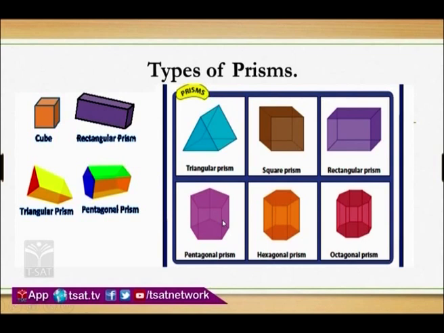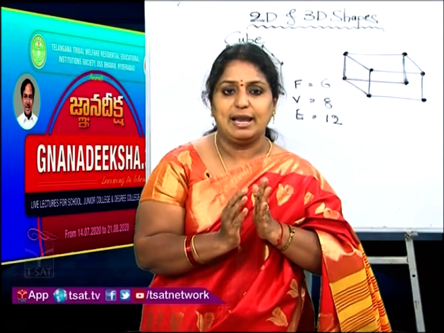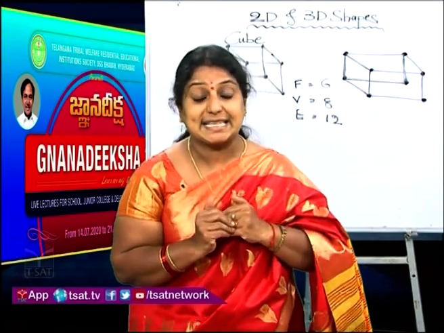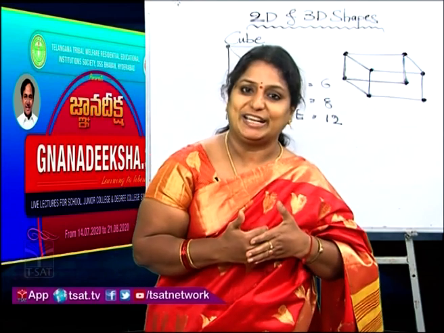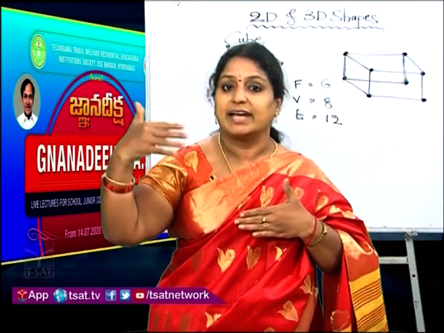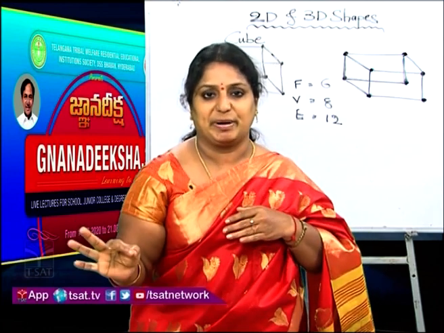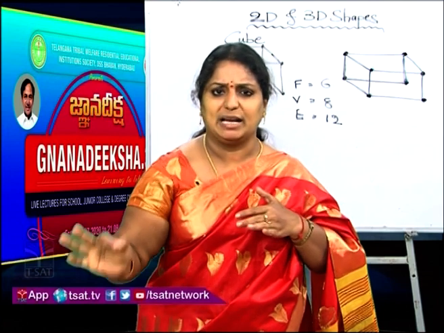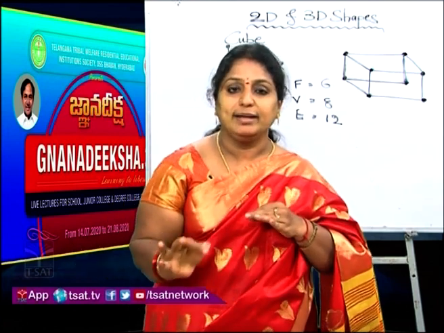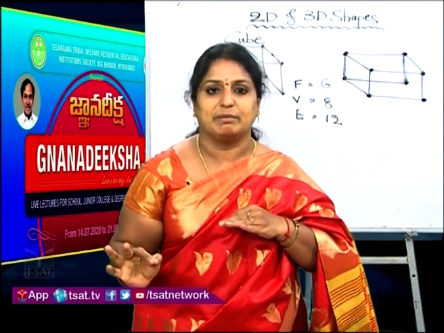Suppose, for example, let me ask you a question. If the top and bottom contain 6 sides, what type of prism will we call it? 6 means hexagon, we will say. So the name of the prism is hexagonal prism. 7 sides means septagonal prism. So depending upon the base of the prism, the name of the prism is given.